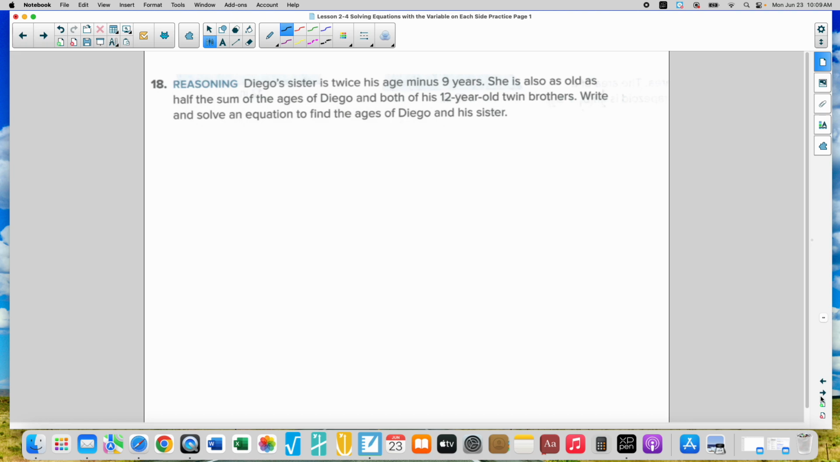Number 18, Diego's sister is twice his age minus 9 years. So sister equals twice Diego's age minus 9 years. She is also as old as half the sum of the ages of Diego and both his 12-year-old twin brothers. Hi. All right. So the sister is also half the sum of the ages of Diego plus both his 12-year-old brothers, and we're taking half of that sum. So these two are equal to each other. So sister should be equal to sister.